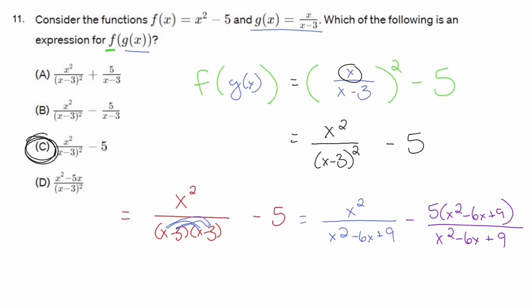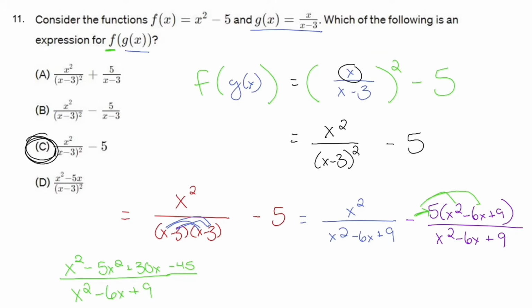So what I'm going to do is now I have x squared minus 6x plus 9 in the denominator. You are negative 5. Let's not forget that. By the way, this is me combining fractions and distributing at the same time. So x squared minus 5x squared. Negative 5 times negative 6x is going to be positive 30x. And negative 5 times positive 9 is going to be negative 45.